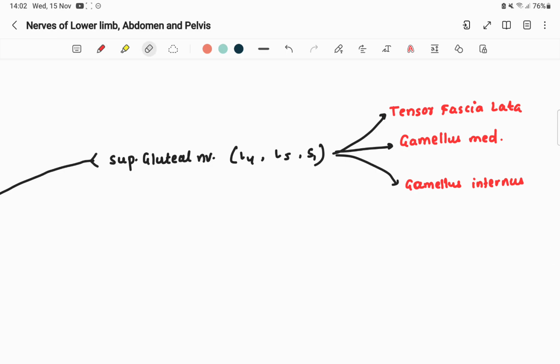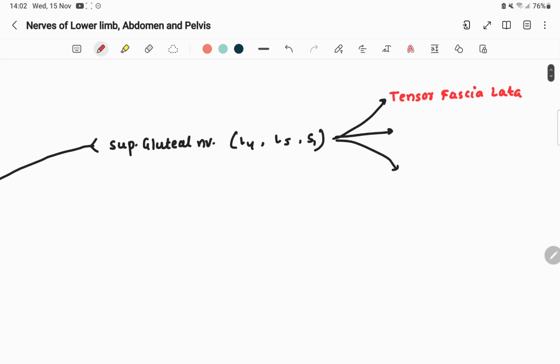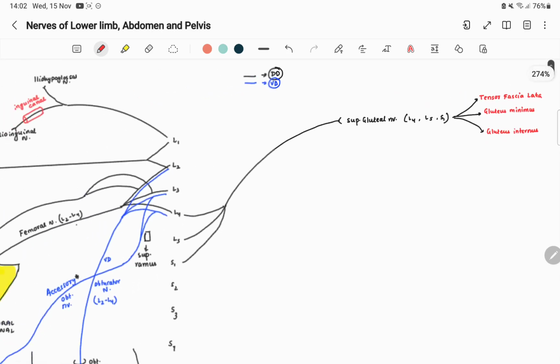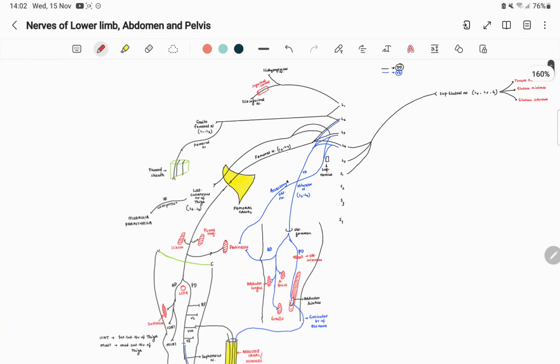Sorry, what I am saying, this is not the gamulus, this is the gluteus medius and this is the gluteus minimus and your gluteus internus.